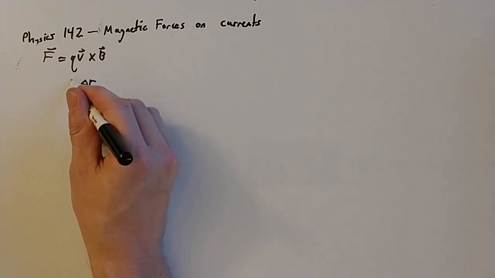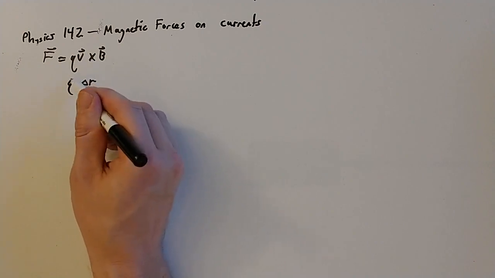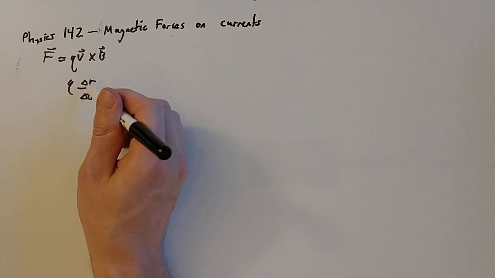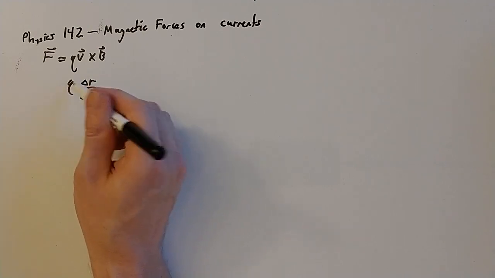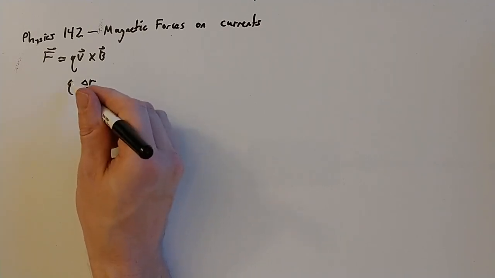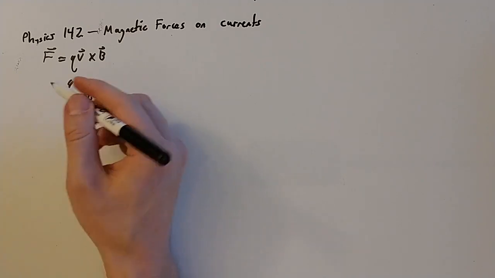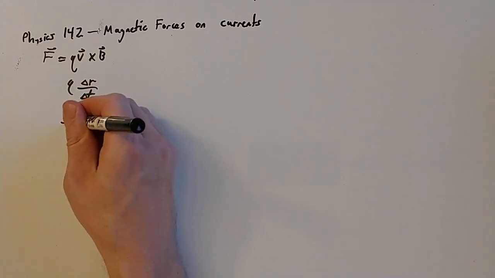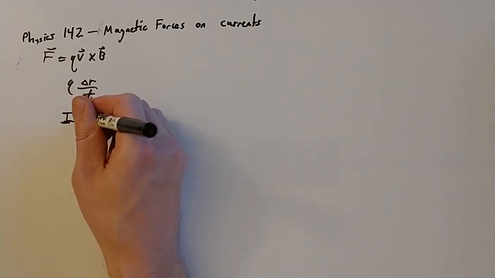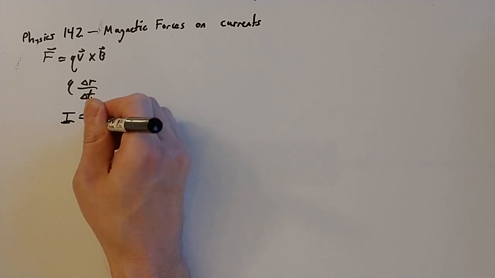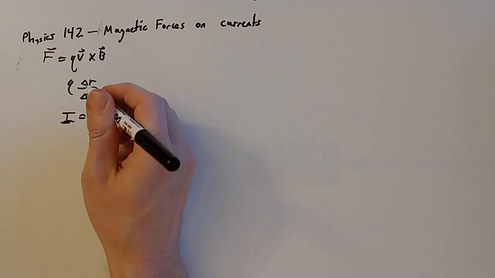And well, you could imagine that, rather than distance per time, I could think about this as charge per time. And what is charge divided by time? Charge per time is current, our definition of current. Current is charge per time, dq dt, or delta Q over delta T.